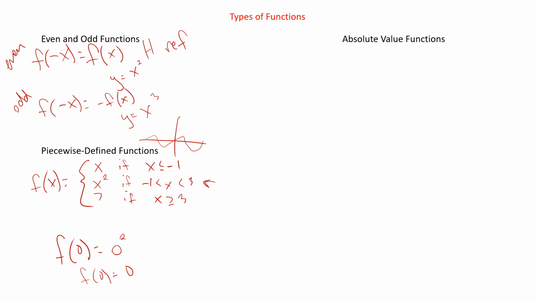Absolute value functions. Remember, absolute value functions, when we graph them, look like a V. But if we have f of x equals the absolute value of x, we can actually rewrite this as a piecewise function. f of x equals x when x is greater than or equal to 0, negative x when x is less than 0. Because when it's less than 0, it's negative. So you have negative x. Hey, that makes it positive. That's what an absolute value does.